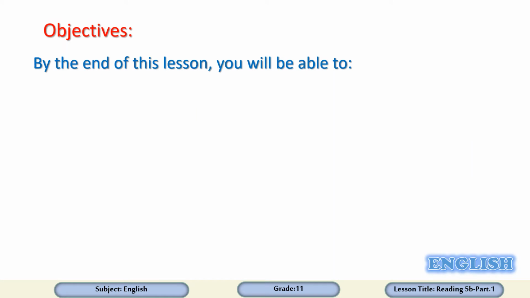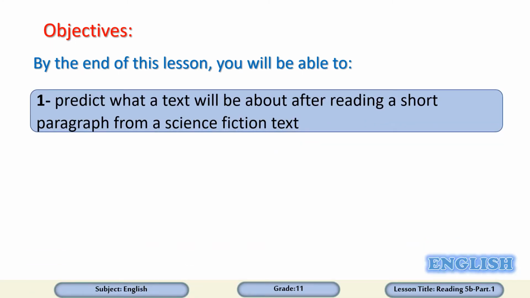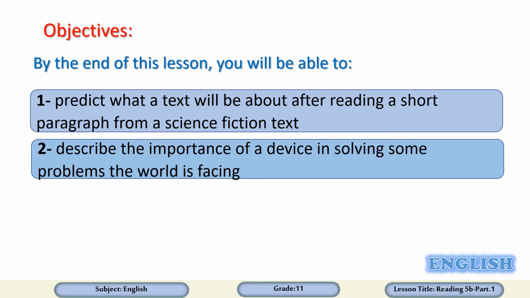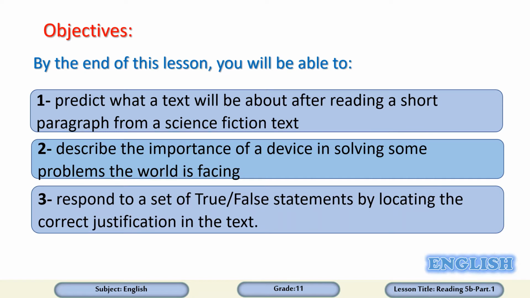Let's begin with the objectives of the lesson. We have 3 objectives to cover. Number 1, predict what a text will be about after reading a short paragraph from a science fiction text. Number 2, describe the importance of a device in solving some problems the world is facing. And number 3, respond to a set of true-false statements by locating the correct justification in the text.